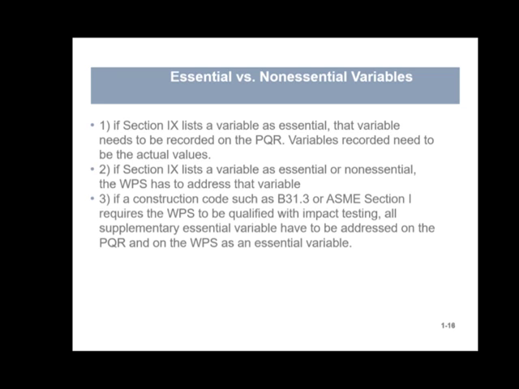Essential variables, you need to address them on the PQR. Even if you don't use them, you qualify a weld procedure without post-weld heat treat, you list it on the PQR as none. Did not perform it. We didn't do it. None. You don't put NA. It is applicable. You record it. You just put none. So then we go from there into the essential and non-essential variables on the WPS that has to be addressed. So you go on to there, on your WPS, you would list all your essential and non-essential variables.